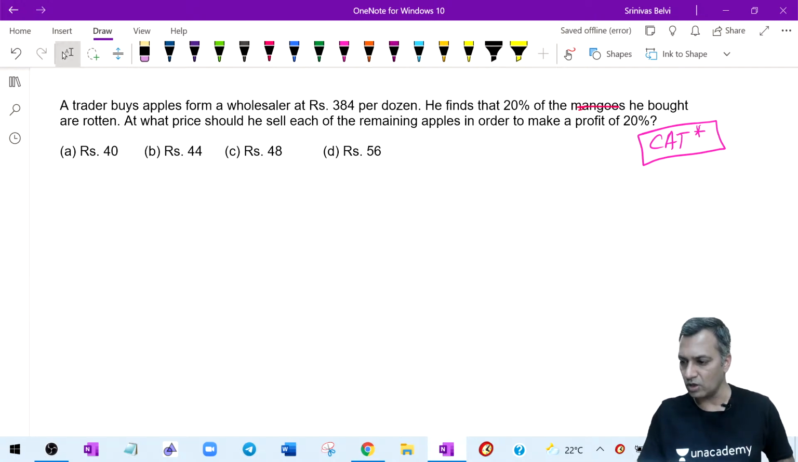Apples, apples. All are apples only. Change it to apples. Actual question was mangoes, I changed to apples. In that one, I could not change, right? That's the point, Sarthak. I just changed the items sometimes.